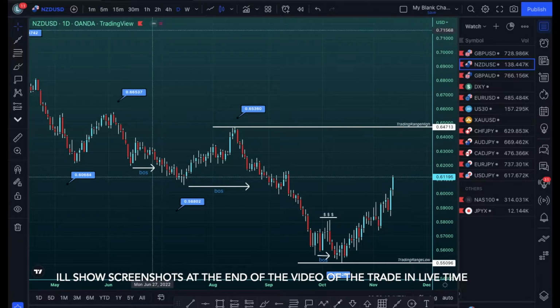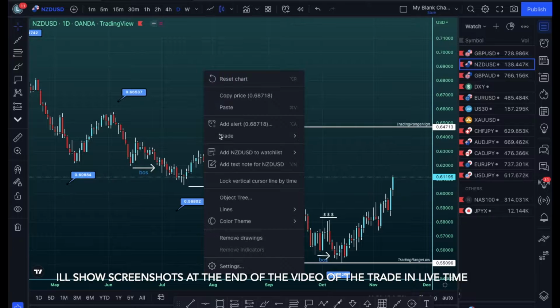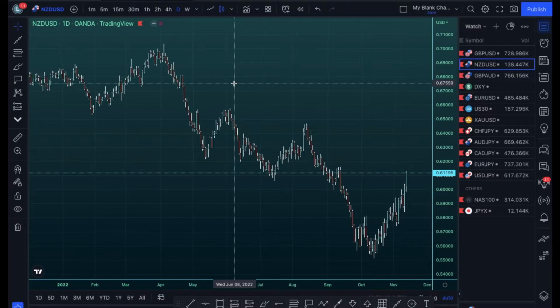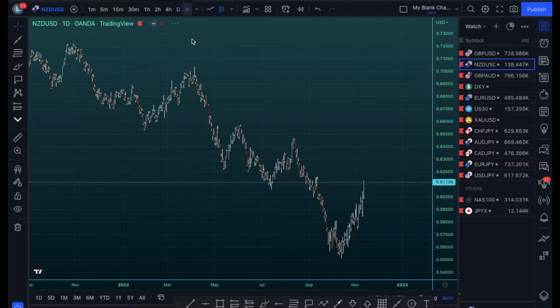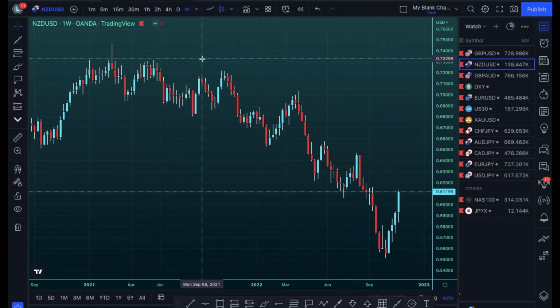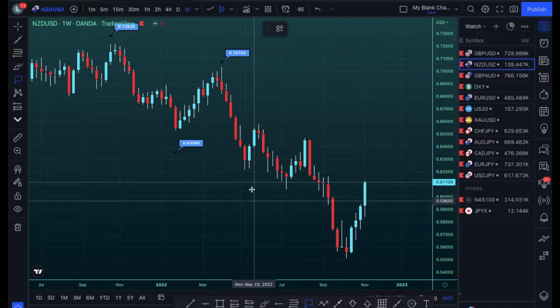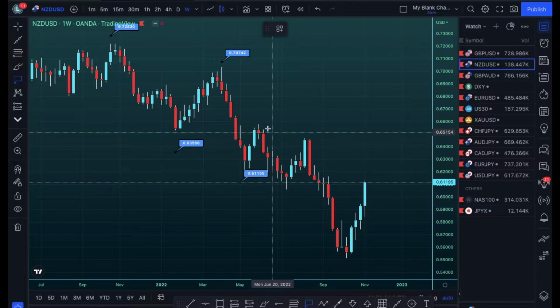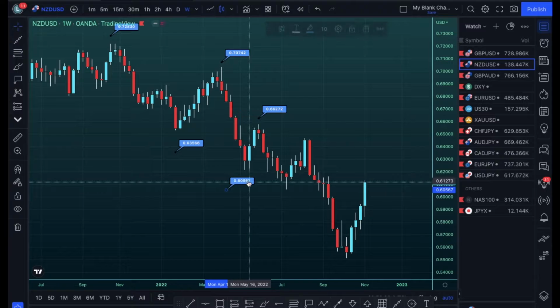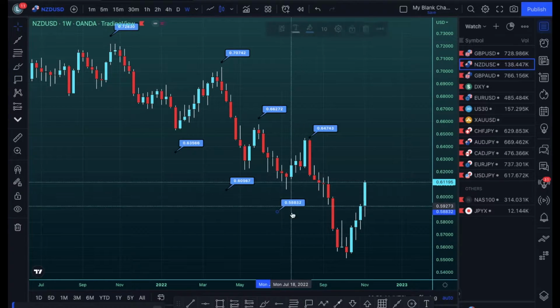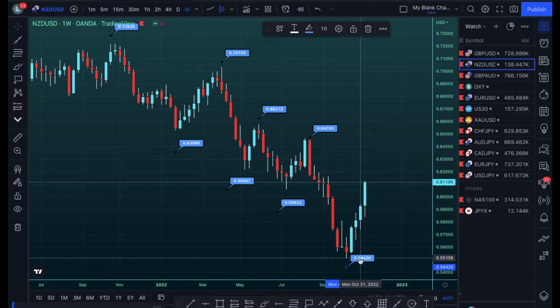So let's go ahead and break it down in the actual chart. I was just trying to explain to you guys what price action was showing me. Like I said, basically on a weekly time frame, price had this high, low, lower high, lower low, lower high, lower low, lower high, and lower low, right?